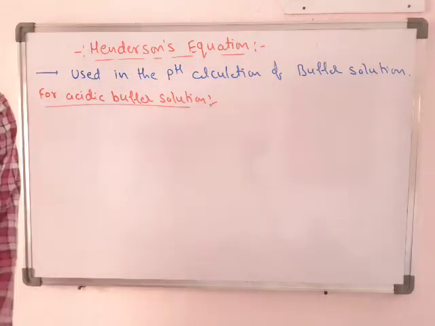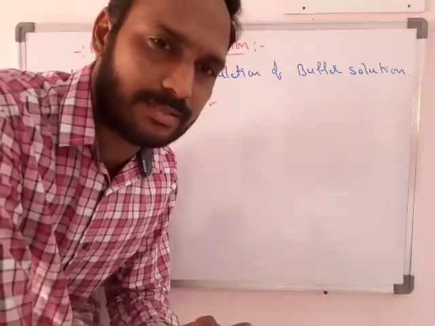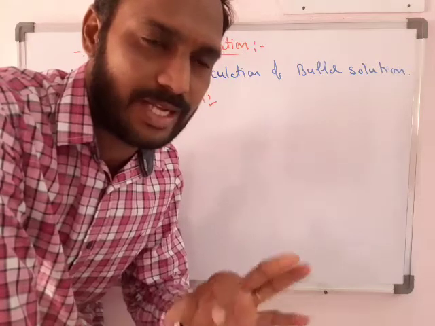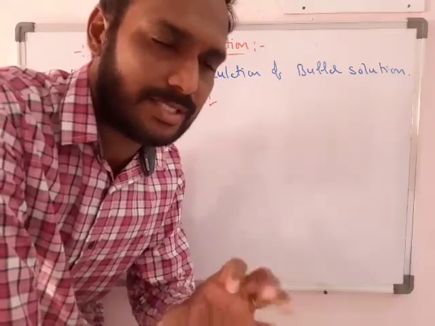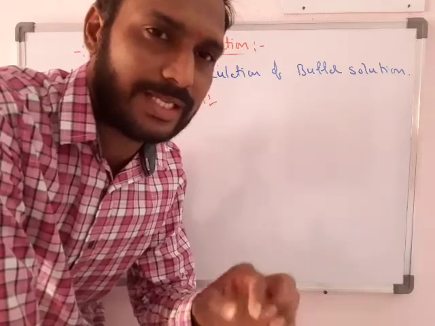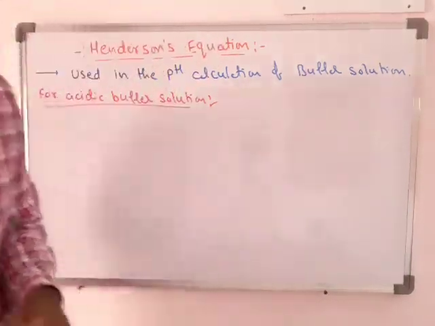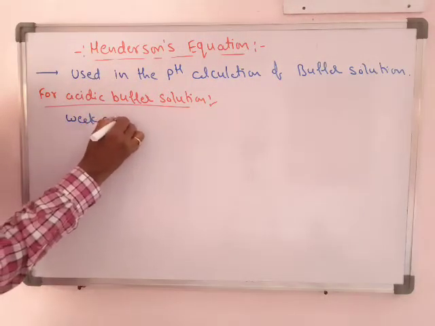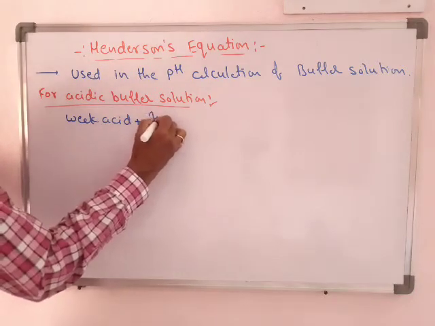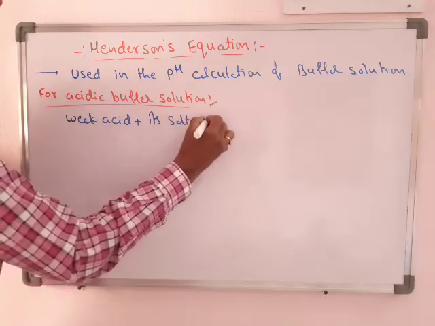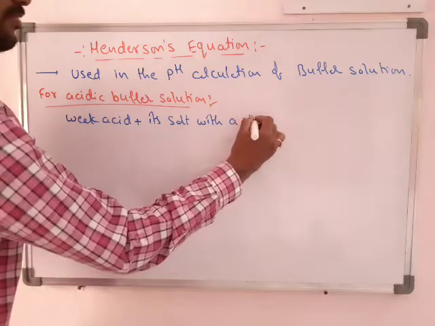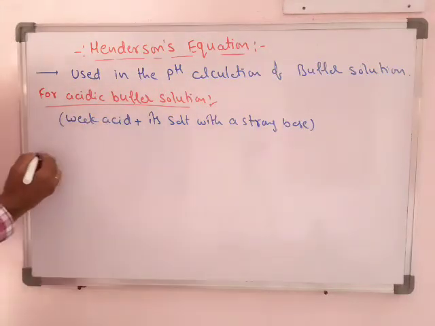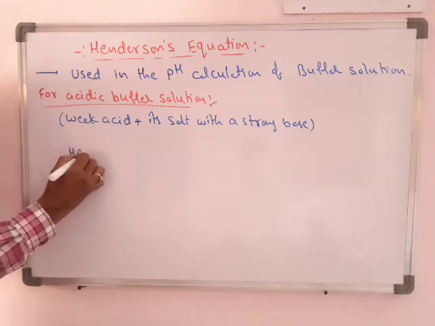For an acidic buffer solution, we know an acidic buffer contains a weak acid and its salt with a strong base. So any acidic buffer contains a weak acid and its salt with a strong base. Here, important, we are taking a weak acid like HA.